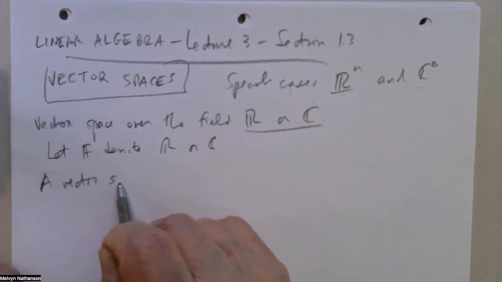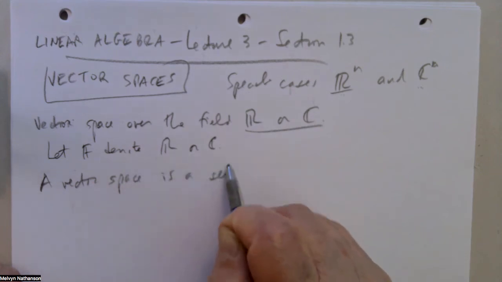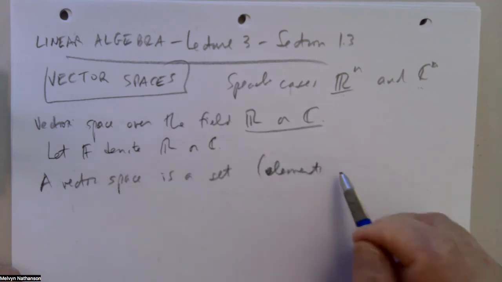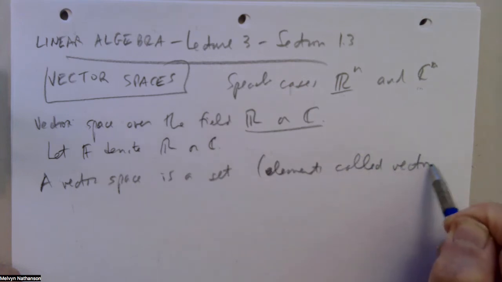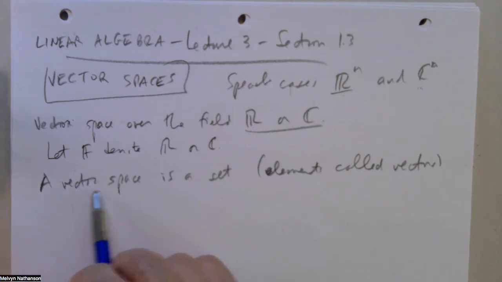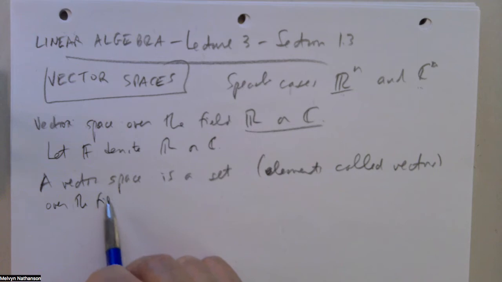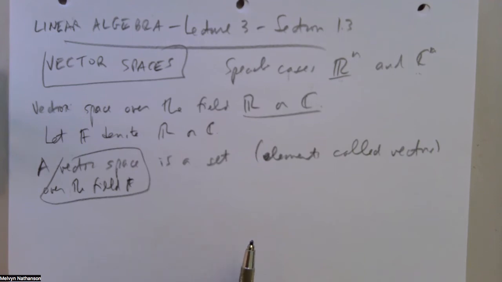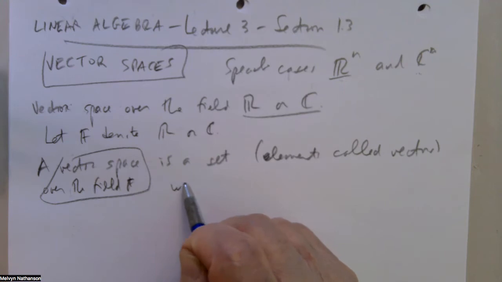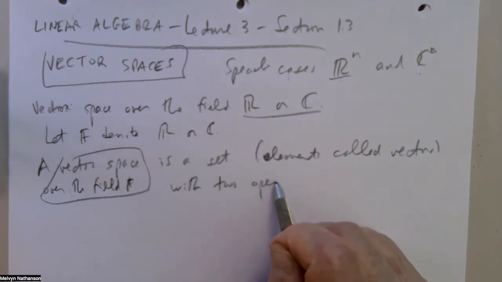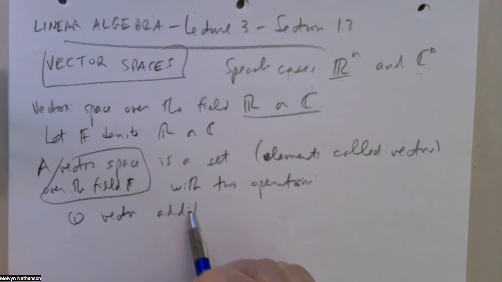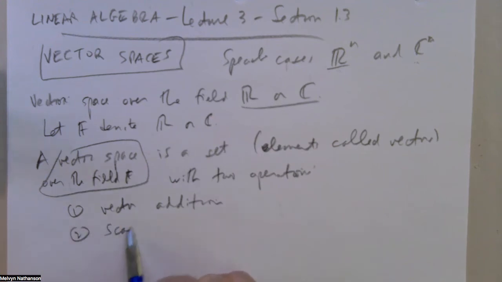So a vector space is a set of elements. The elements are called vectors. This is a vector space over the field F, whether F is the real numbers or the complex numbers, where we have two operations. So one is vector addition. Given two vectors, there's something we can call the sum of the two vectors. And scalar multiplication.